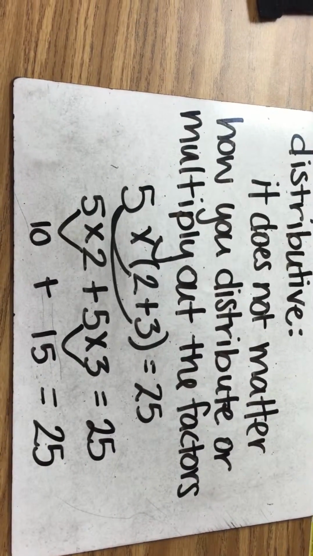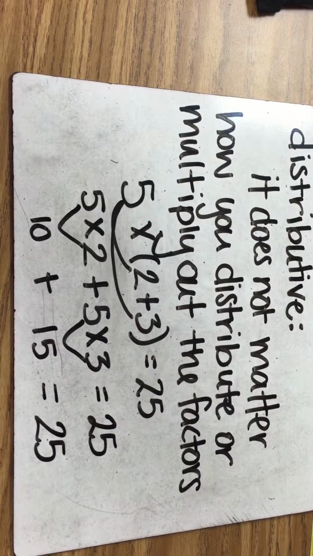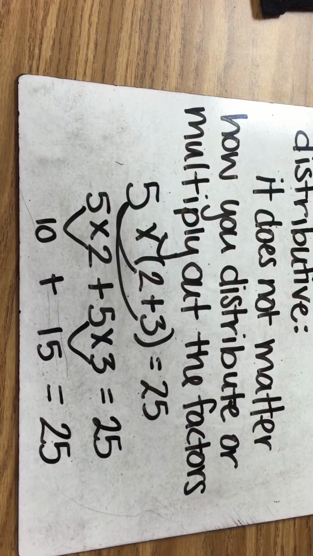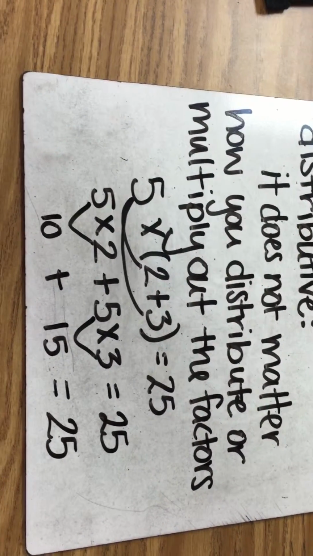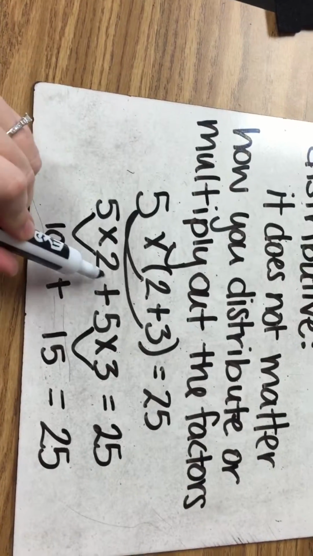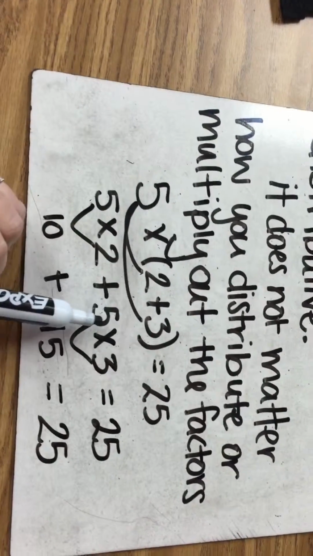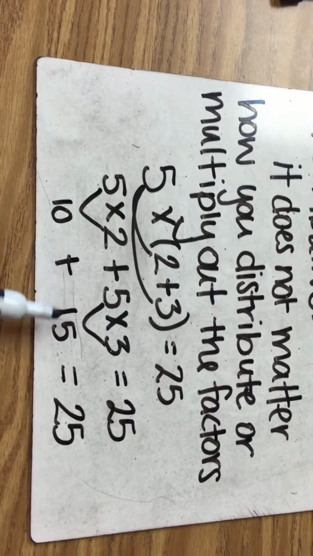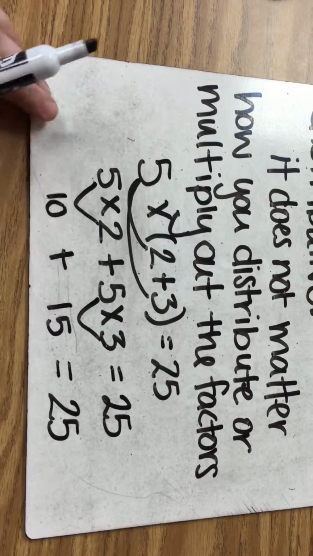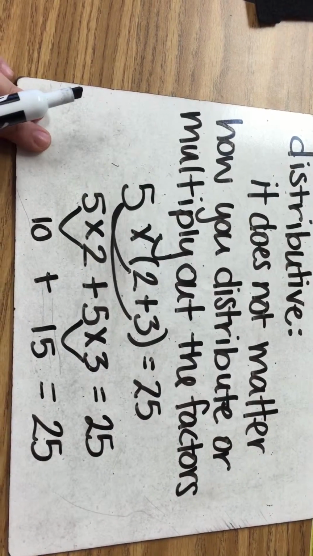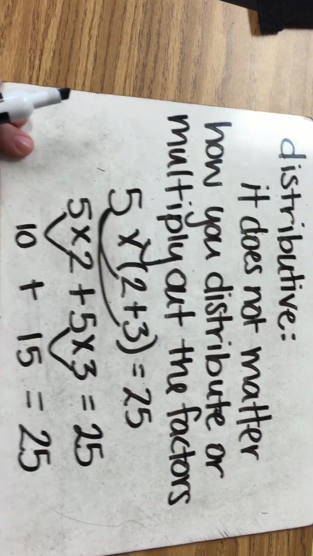However, if you put the 5 times the 2 and the 5 times the 3, and you add those amounts together, you still get 25, because 5 times 2 is 10, and 5 times 3 is 15. Therefore, 10 plus 15 is 25. This is the distributive property of multiplication.